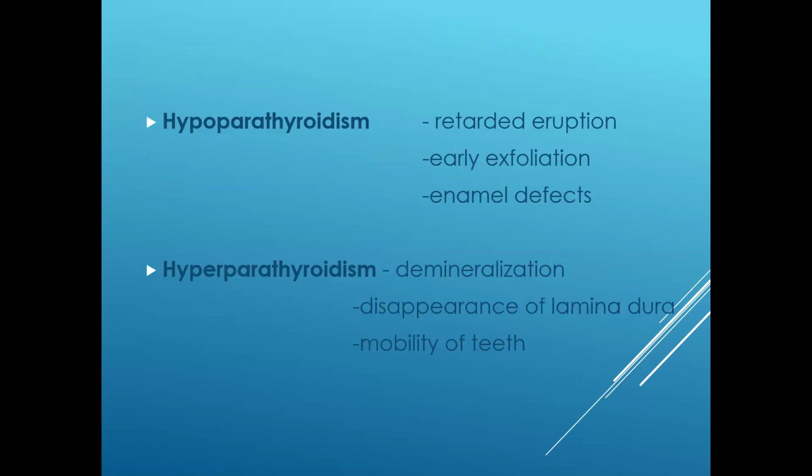Then another condition is hypoparathyroidism and hyperparathyroidism. Hypoparathyroidism is seen as retarded eruption, early exfoliation, and enamel defects. These often lead to malocclusions. And hyperparathyroidism is seen as demineralization, disappearance of lamina dura, and mobility of teeth.